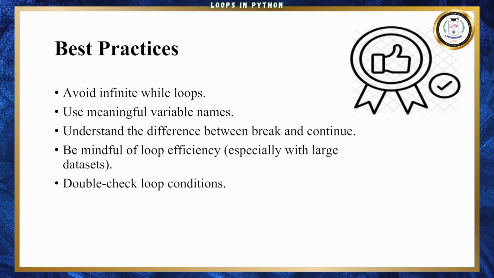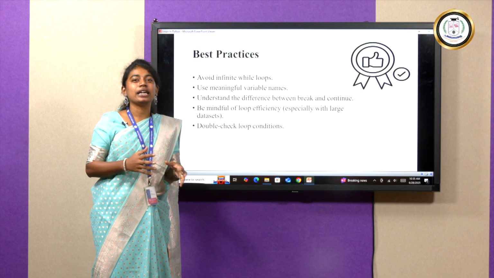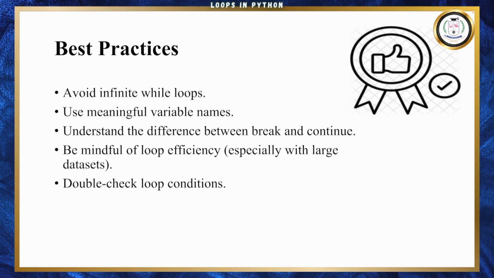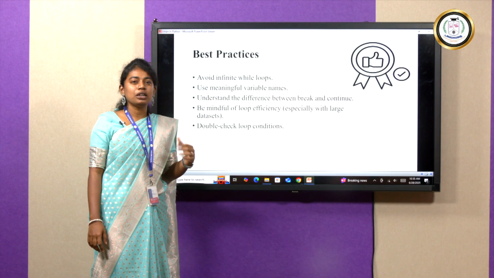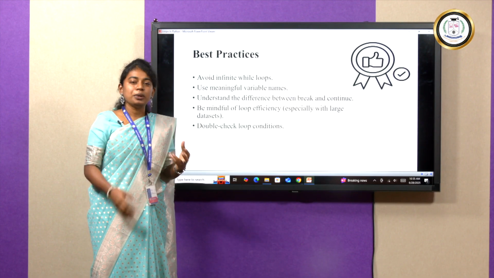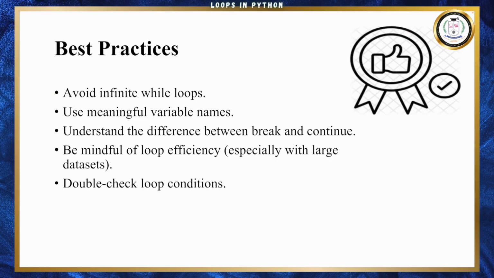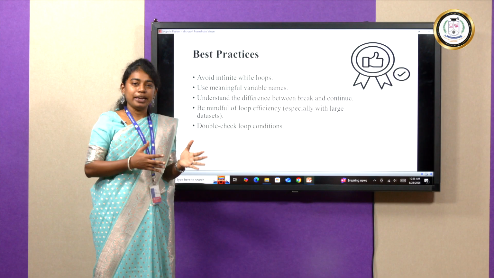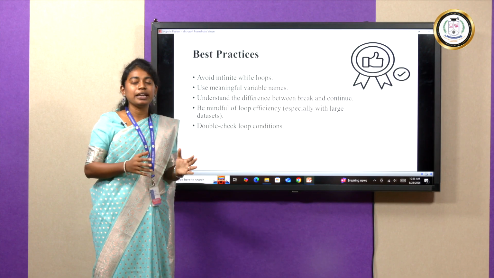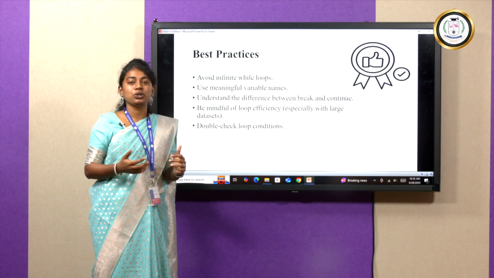Now the best practices that you need to follow when you're working with loops. First, avoid infinite loops. Whenever you're creating a loop, make sure that your loop doesn't end up as an infinite loop. Next, always use meaningful variable names. In the first example, we were discussing fruits, so I had a variable called fruit in fruits. Make sure that the variable you're giving has a proper meaning. And understand the difference between break and continue, when to use a break and when to use a continue. If you want to terminate a loop, you can use break. If you want to skip an iteration, you can use continue.